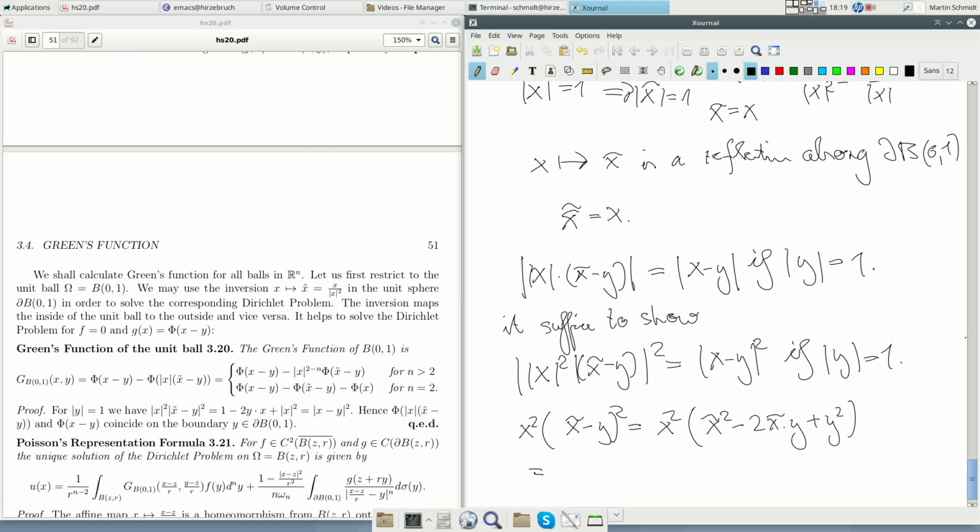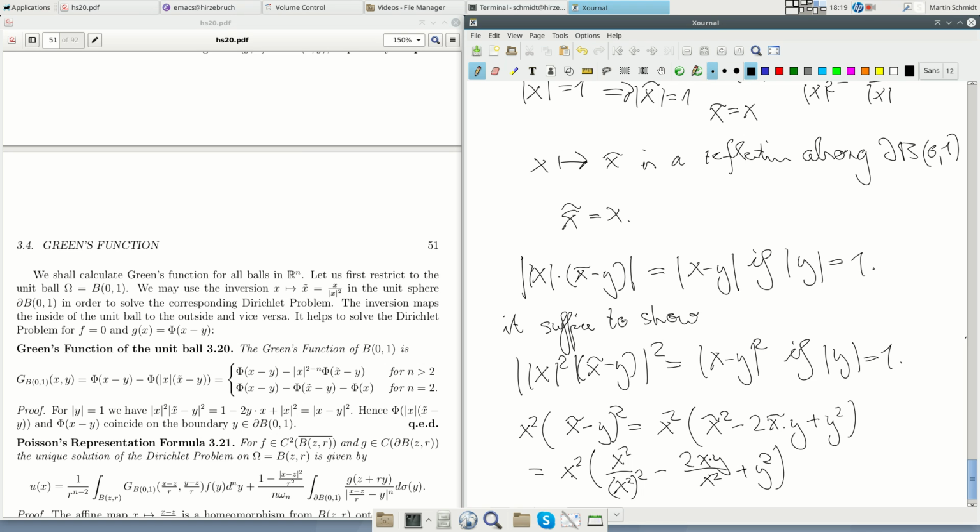And now x tilde squared is of course the same as x squared. Now x tilde squared is x squared by x squared squared, because x tilde was given by this. Okay, so we have this minus 2 times x times y divided by x squared plus y squared. Now we may write this in, and we know that this is 1.